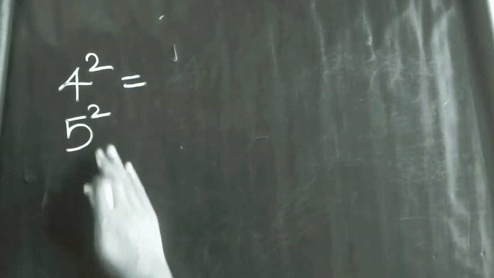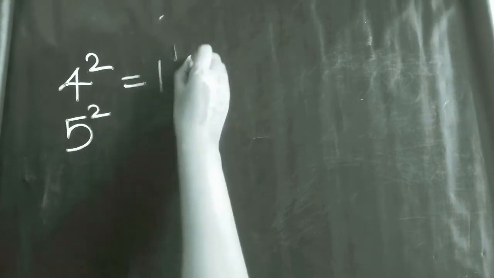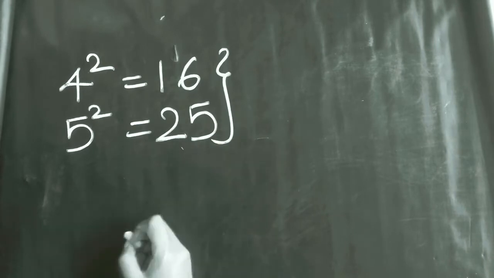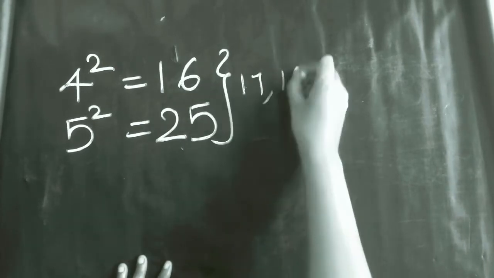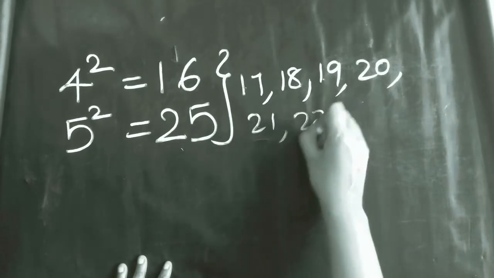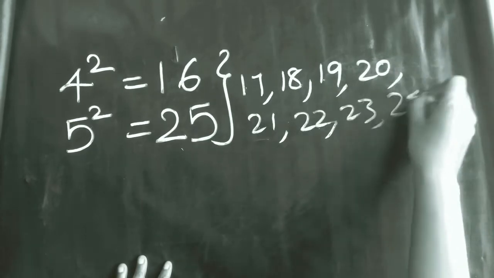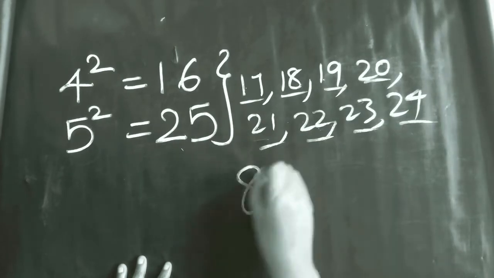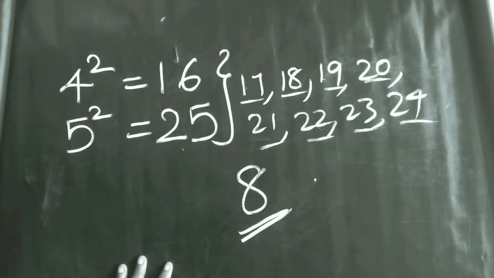Now let's do for 4 squared and 5 squared. 4 squared is 16. 5 squared is 25. So between these square numbers we have 17, 18, 19, 20, 21, 22, 23 and 24. So we have 1, 2, 3, 4, 5, 6, 7, 8. So 8 non-square numbers between these 16 and 25.